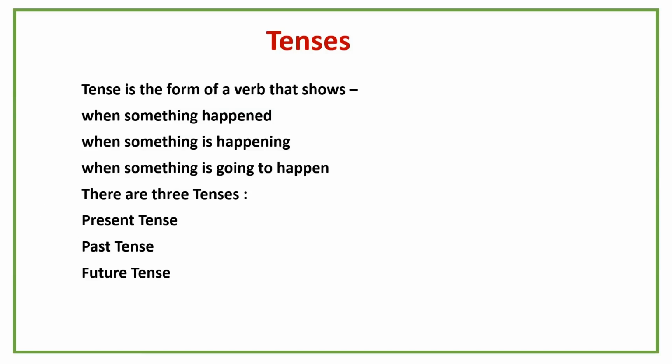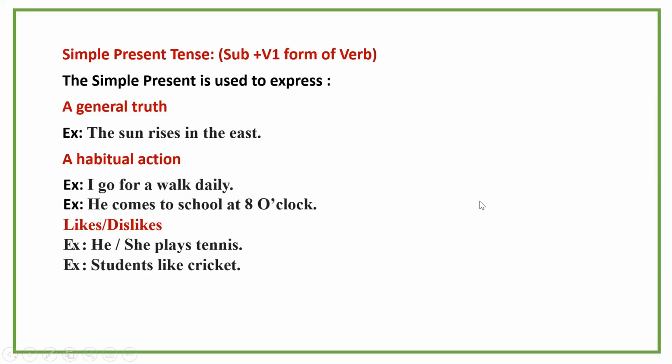Tense is the form of a verb that shows when something happened, or when something is going to happen, or when something is happening. In the English language, there are three tenses. They are present tense, past tense, and future tense. Again, in present tense, we have simple present, present continuous, present perfect, and present perfect continuous.